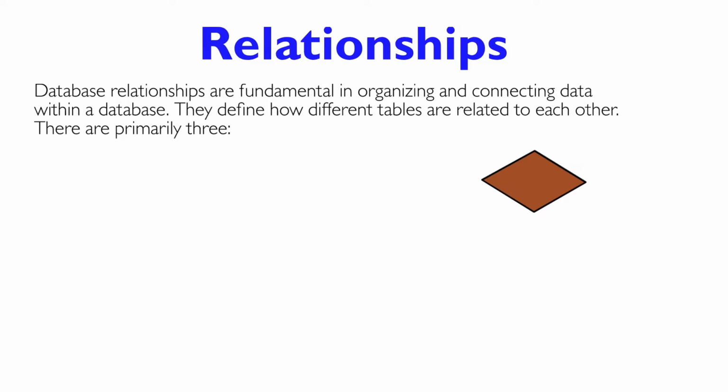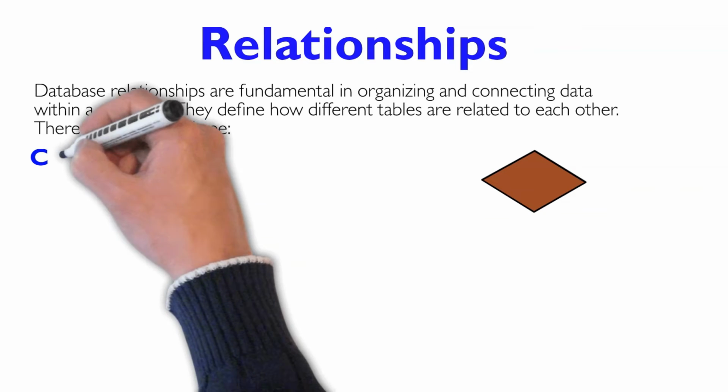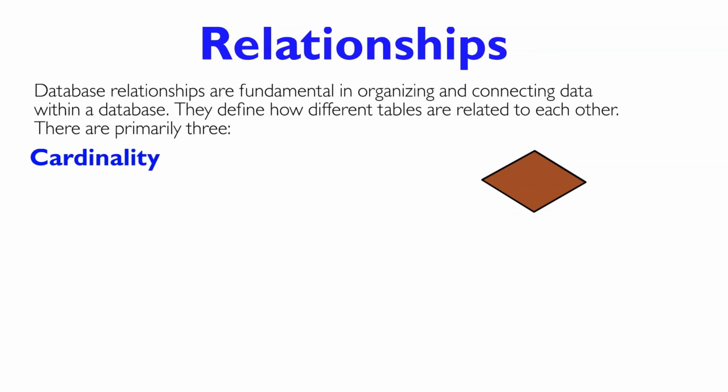So for the attributes, you have ovals, and for the relationships, it's a diamond. Now there are 3 types of relationships, right? And these are often referred to as cardinality. So you have a one-to-one relationship, a one-to-many relationship, and a many-to-many relationship.